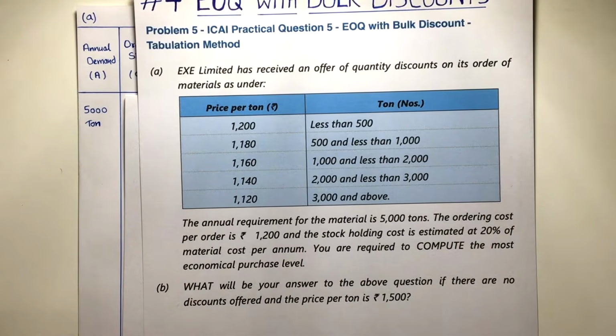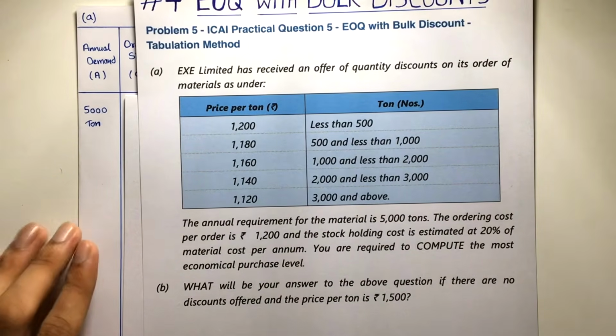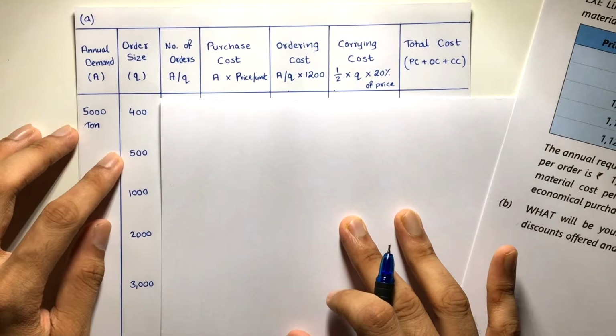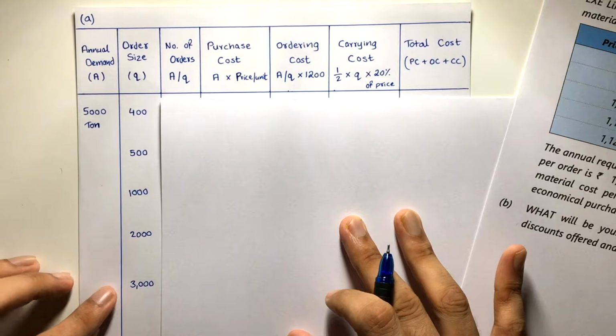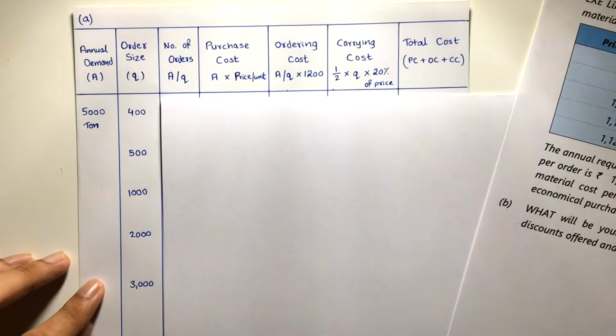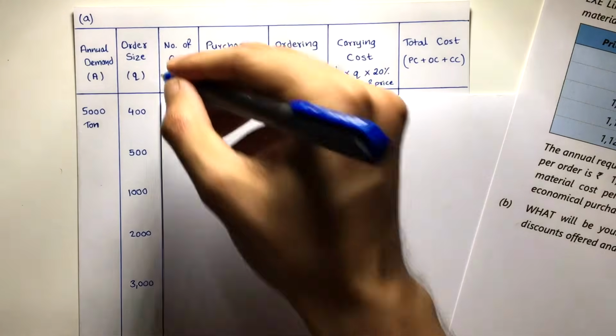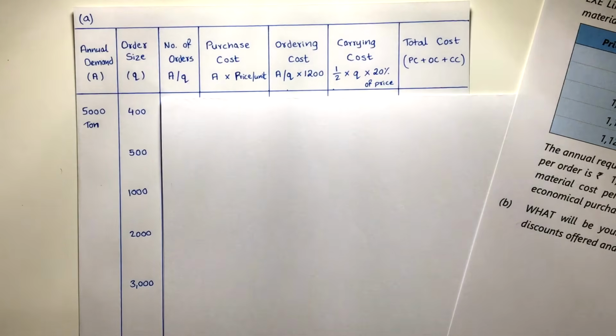And I explained the logic to you, right? Lower limit you have to select. So see here, order size 400, 500, 1000, 2000, 3000. Is it clear? Simple and straightforward. Now what you have to do, in the third column you have to calculate number of orders.